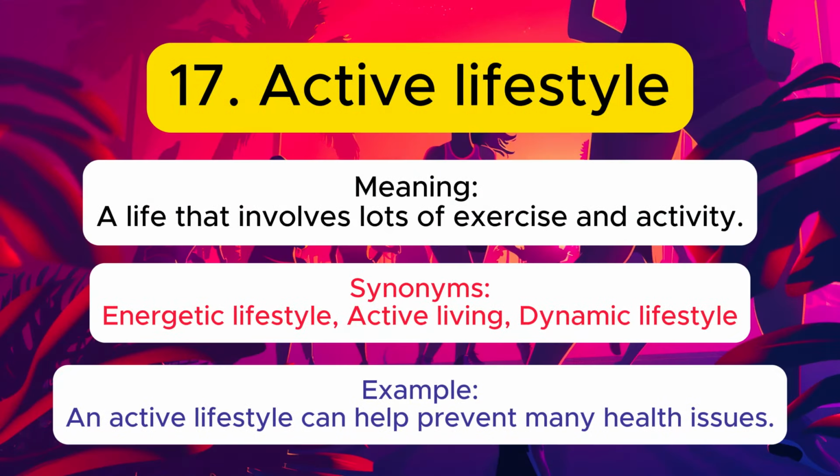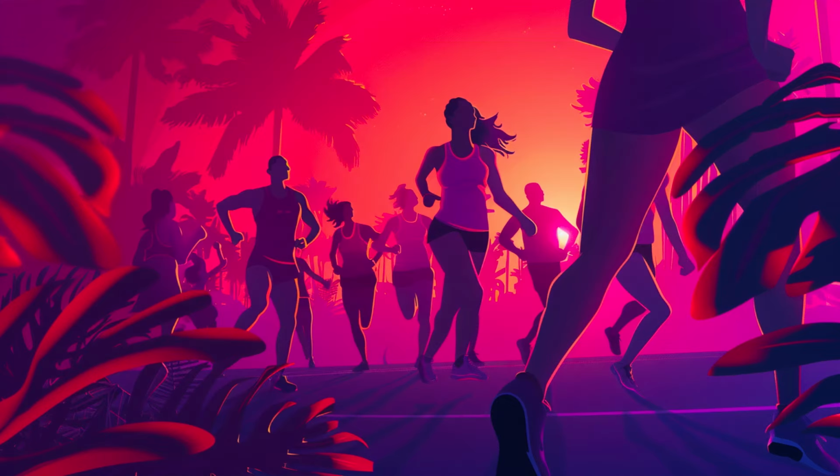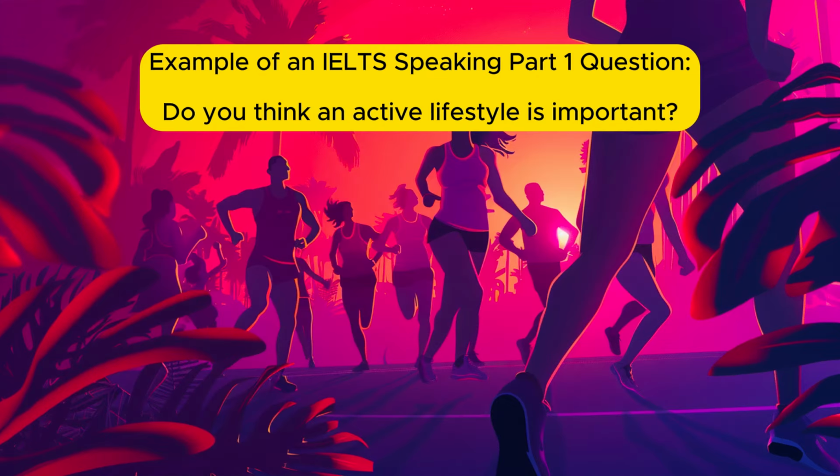17. Active lifestyle. Meaning: a life that involves lots of exercise and activity. Synonyms: energetic lifestyle, active living, dynamic lifestyle. Example: an active lifestyle can help prevent many health issues. Example of an IELTS Speaking Part 1. Question: do you think an active lifestyle is important?